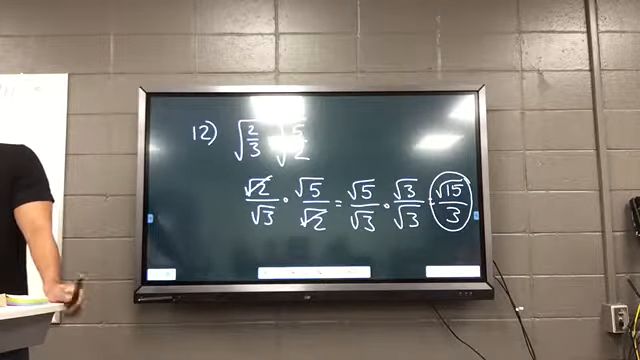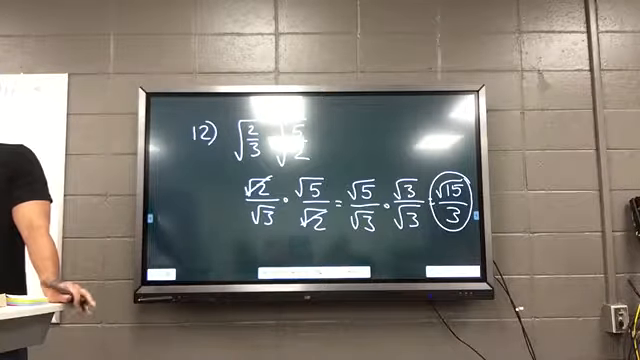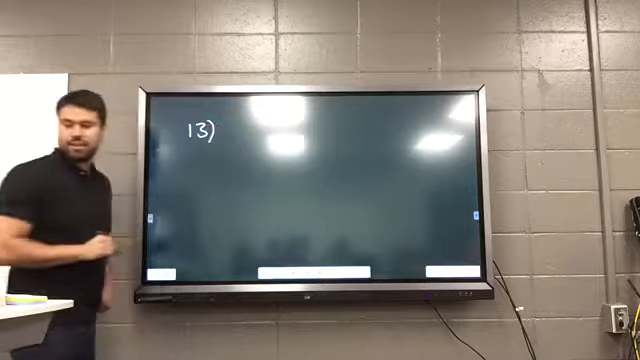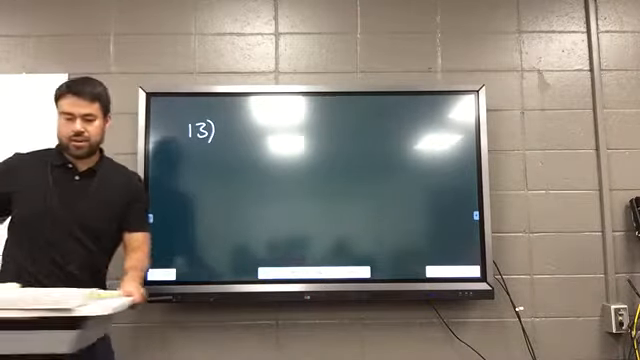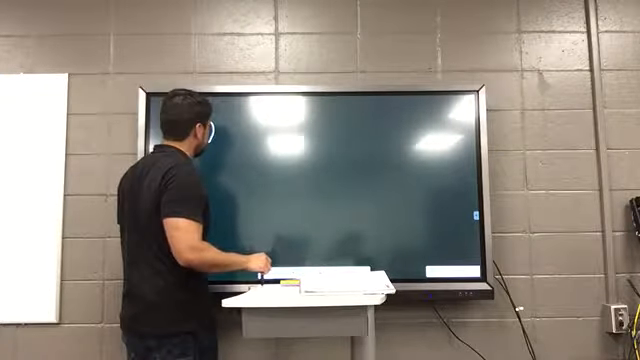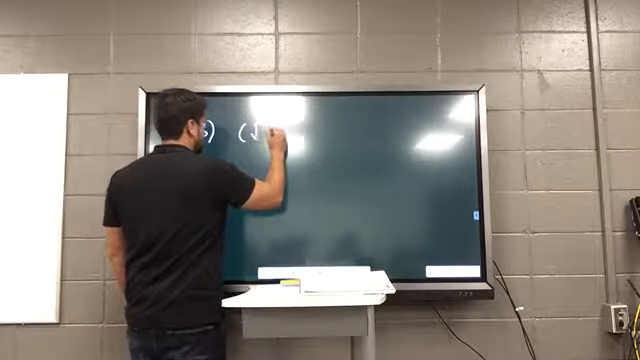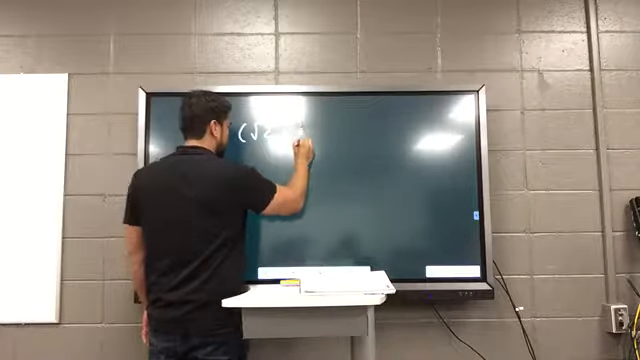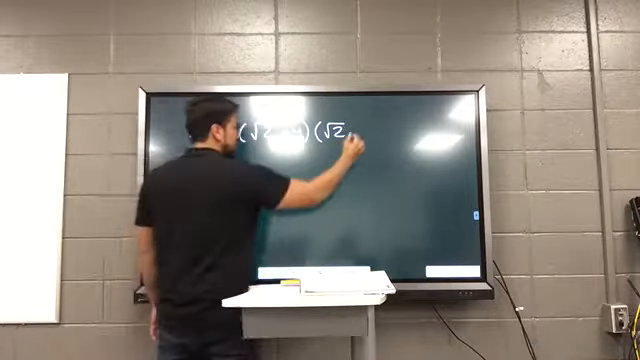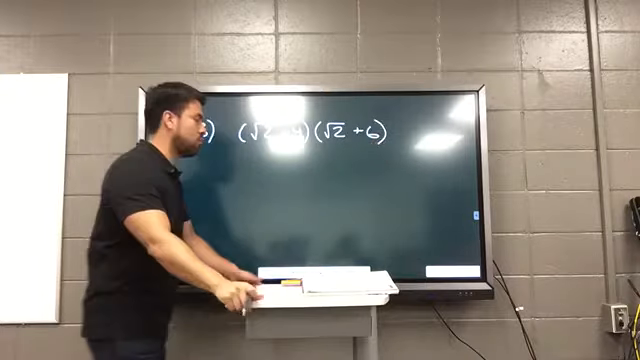Okay, I'm going to step it up even more here. Number 13. Like I said, this lesson has a lot of different types, but the same principles are at work. And it is a review of other material, which is very nice. What process are we going to use here? FOIL, which is a way of using the distributive property. So that's what we're using, FOIL.